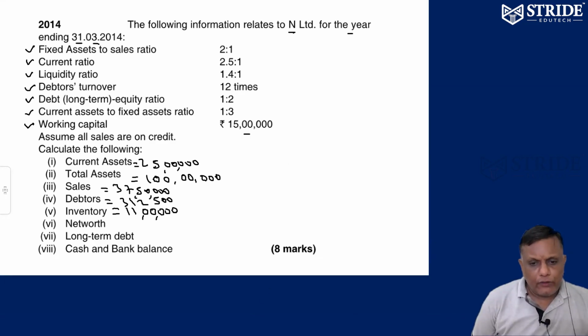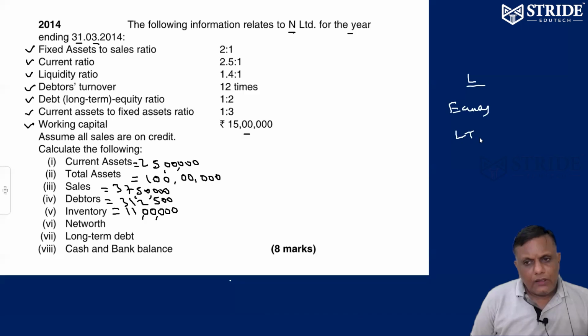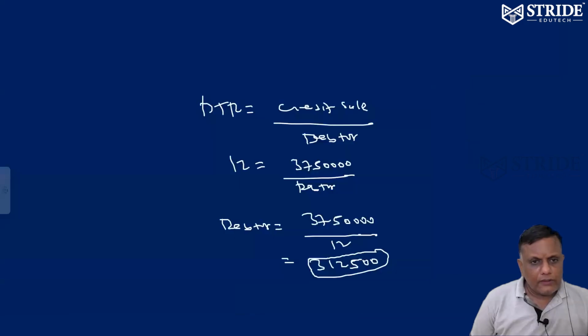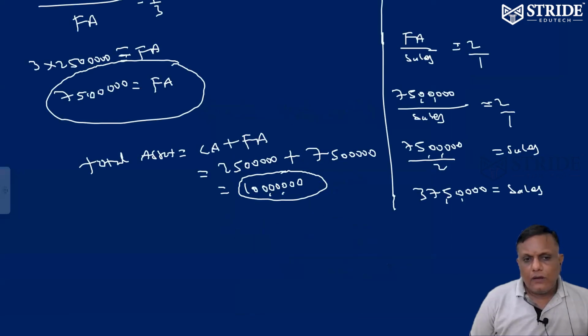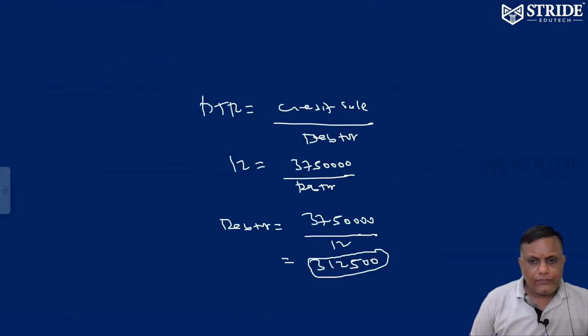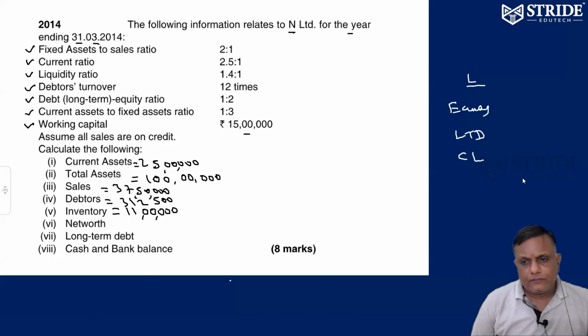Long-term debt by equity is 1 by 2. That's the last one. See, on the liability side we have equity, long-term debt, and current liability. Already we know current liability. What is total asset? 100 lakhs. So total asset is 100 lakhs, and total liability is also 100 lakhs.